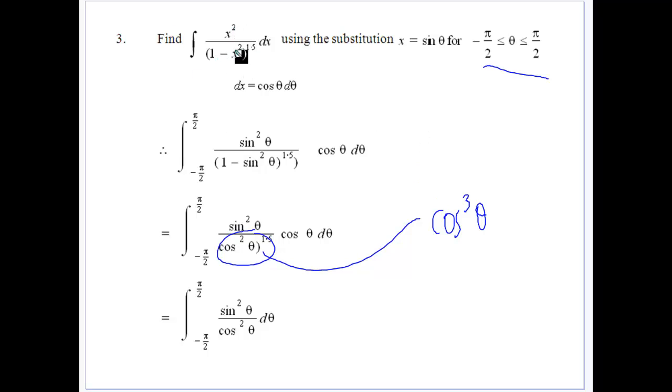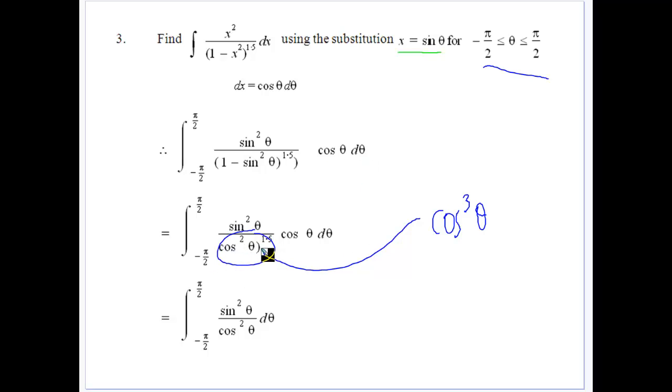Let's have a look at this one. x squared on (1 minus x squared) to the power of 1.5. We were told to use the substitution x = sin theta, where theta is between minus pi on 2 and pi on 2. So there are our limits of integration. We don't have to do any calculation, which is nice. dx becomes cos theta d theta, from x is sin theta, so that's where we get the sin squared theta, (1 minus sin squared theta) to the power of 1.5, cos theta d theta.